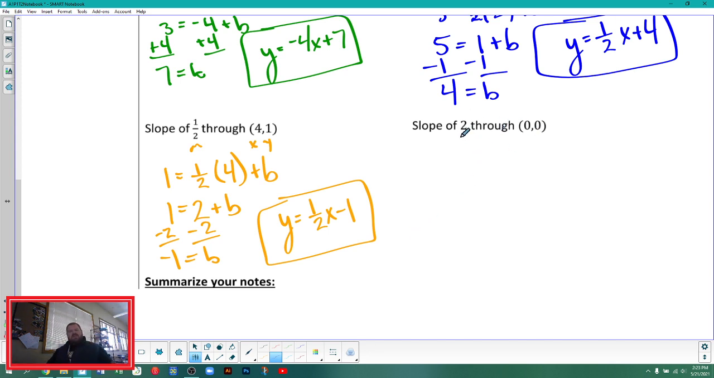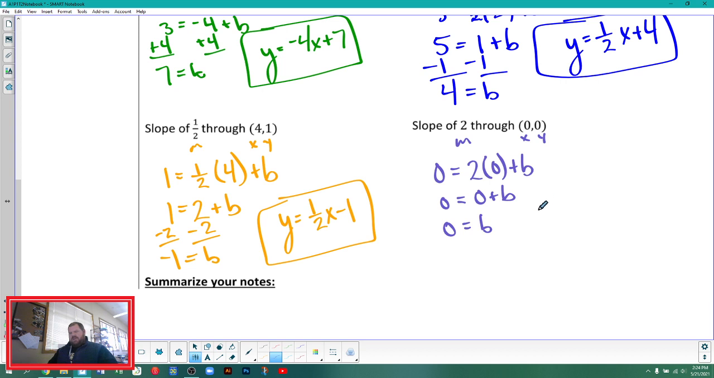On the last one here, it's definitely an interesting one. And it's actually going to turn out to be a little bit easier because of the 0, 0. y is equal to m times x plus b. 0 equals 0 plus b, which all turns out to give us b equals 0. So I get 2x plus 0, but I'd rather write that as y equals 2x.